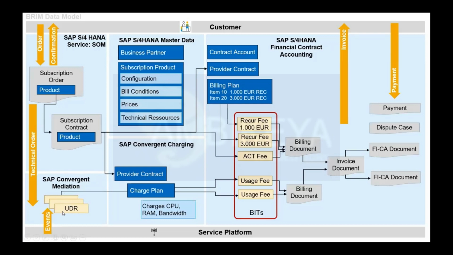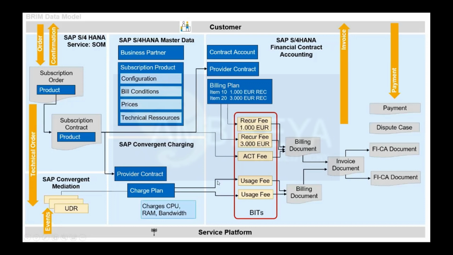The convergent mediation has the role to prepare, collect, find and delete duplicates. So the convergent mediation prepares it to find the correct structure. Then the events are uploaded to convergent charging, and with the mapping to the correct provider contract, we can then assign the correct price and determine who has to pay the usage fee.